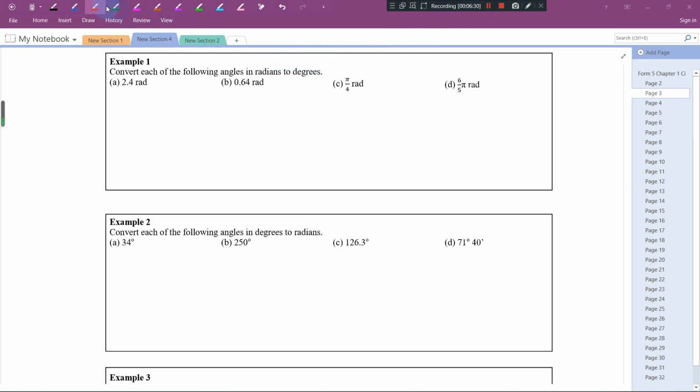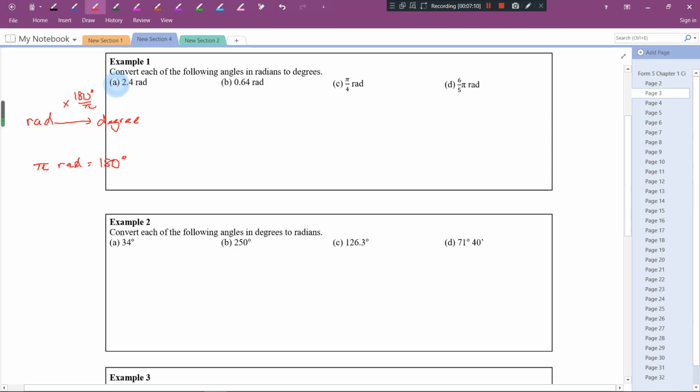Okay, now let's look at few examples. Convert each of the following angle in radian to degree. Okay, now we are converting all this angle from radian to degree. So in case you already forgot how to convert it, try to think this way. Radian to degree, number become bigger or smaller. So if you recall back, pi radian is equal to 180 degree. You know that radian to degree, the number become bigger, right? So you have to times 180 over pi.